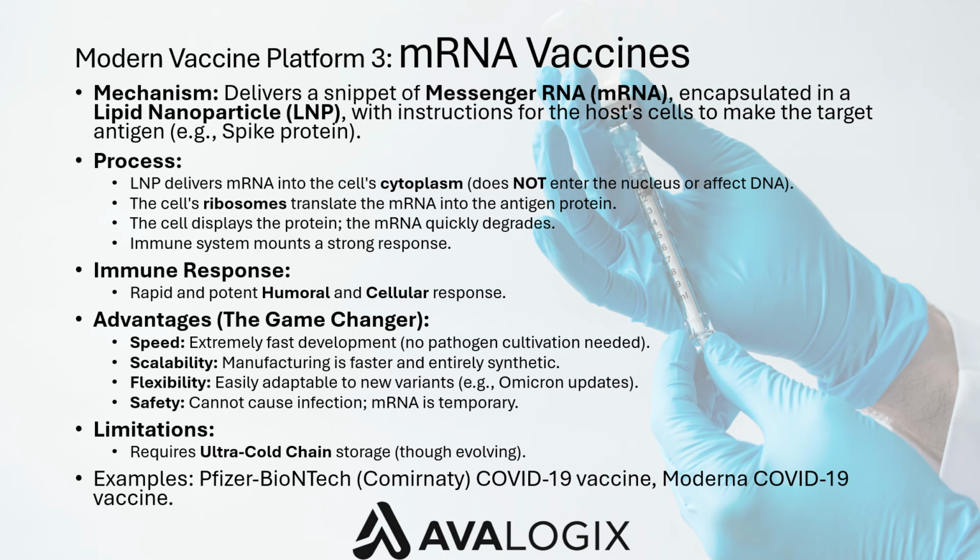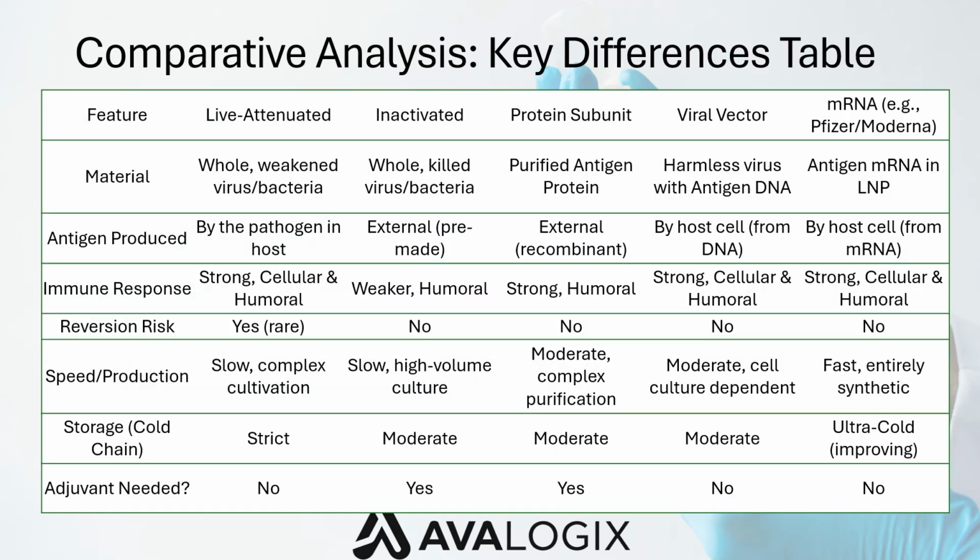is rapidly improving this. This table summarizes everything we've discussed and provides a quick reference for your exams. If you understand the flow of this table, you've grasped the core of modern vaccinology. Notice the fundamental division down the second column: antigen production. Traditional and protein subunit vaccines use antigens that were produced externally in the lab. The viral vector and mRNA vaccines use the antigen produced internally by your own host cells. This is what drives the quality of the T-cell response.